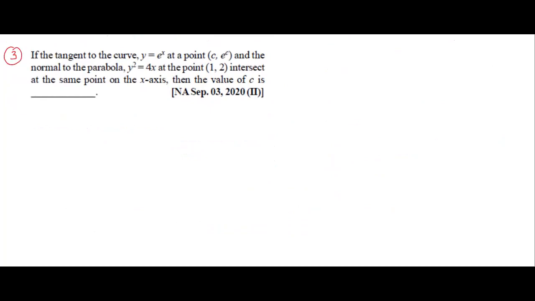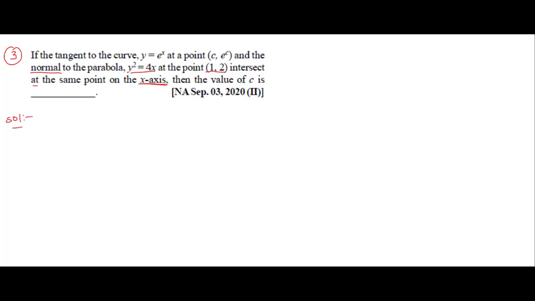If the tangent to the curve y is equal to e power x at the point c comma e power c, and normal to the curve y square is equal to 4x at point 1 comma 2, intersect at the same point on the x-axis. On the x-axis, y coordinate is 0, right? On that basis, we can find.